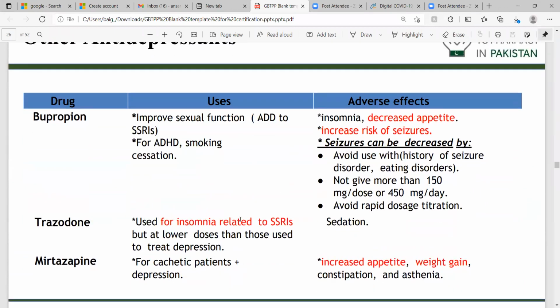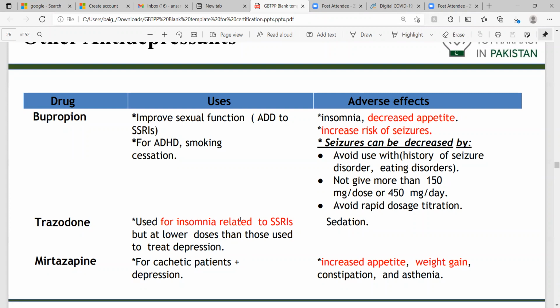Other antidepressants that are available are bupropion, trazodone, and mirtazapine. Specifically for bupropion, if we add it to SSRIs, it improves sexual function. This is also used for smoking cessation, and the brand name may be different elsewhere, but here it is called Zyban. It may decrease appetite and increase the risk of seizures. So if a patient already has seizures, this agent is not the agent of choice.